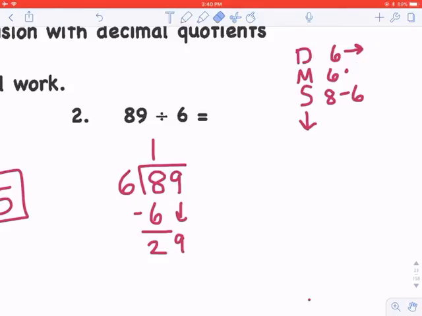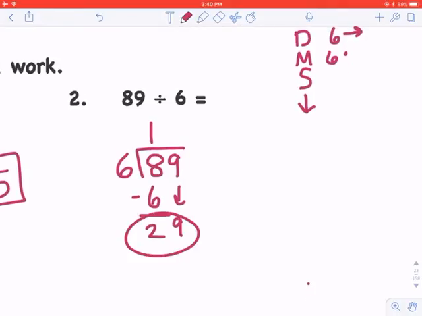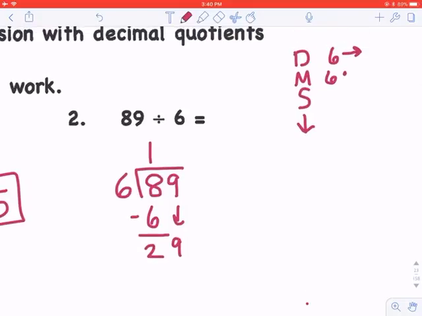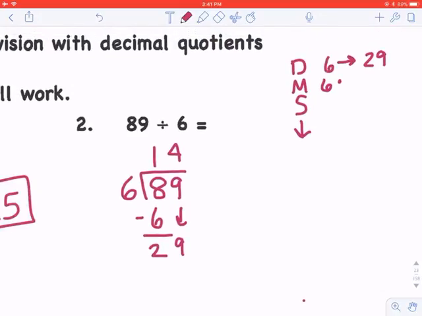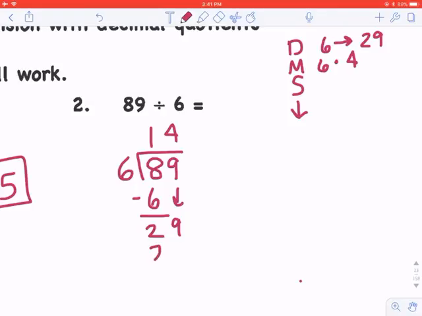So erase all this. Now I'm wondering how many times 6 fits into 29. Oh, I'm sorry, 29 goes here. 6 fits into 29 4 times. So I write my answer in that same column. Now I'm doing 6 times 4. It's not 6 times 14 because I've already used the 1. I'm past that column now. 6 times 4 is 24. So I'm going to subtract 29 minus 24. That's 5. Next I have to bring down.